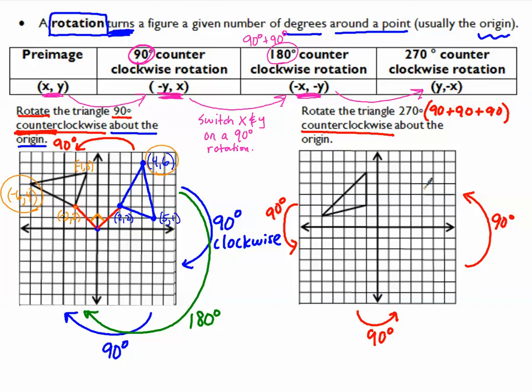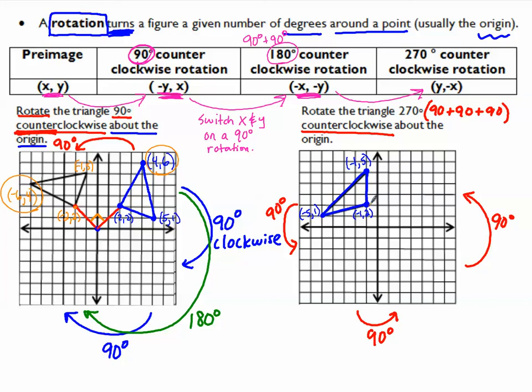Can you figure out without having to use the visual where the points will end up? Give it a shot. Let's start by labeling these points. This point is at (-1, 2). This point is at (-5, 1). And this point is at (-1, 5).